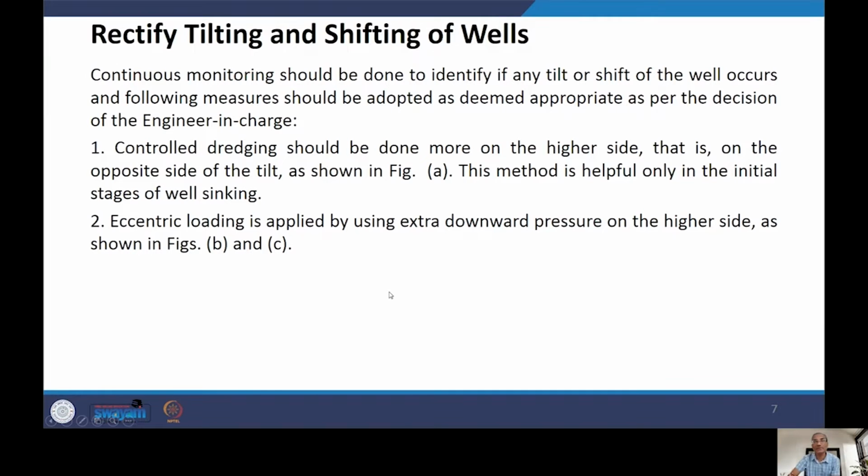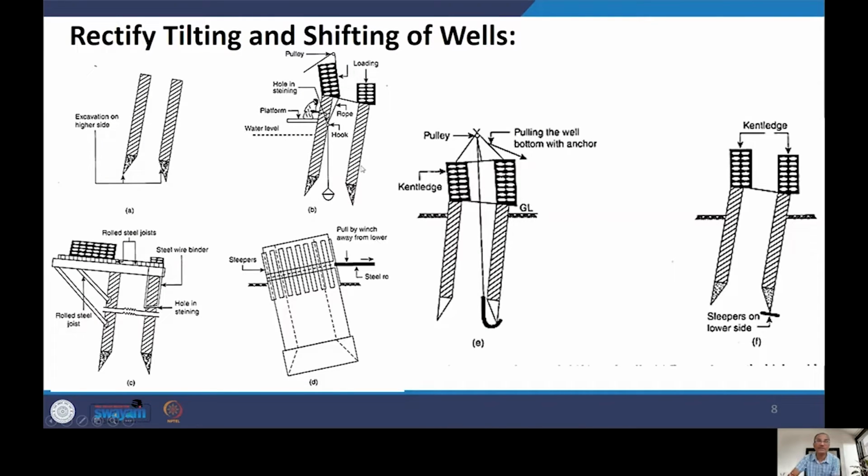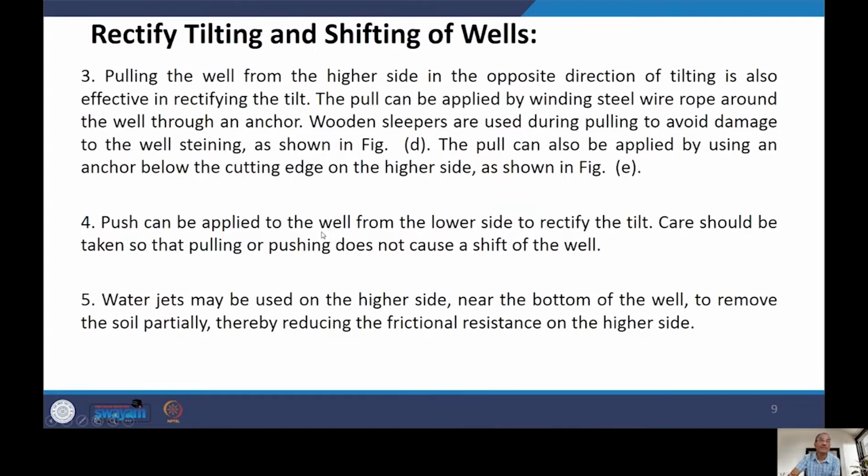Eccentric loading is applied by using extra downward pressure on the higher side, as shown in figure B and C. So what is shown in figures B and C, in that case, extra load should be applied. Then pulling the well from the higher side in the opposite direction is also effective in rectifying the tilting.